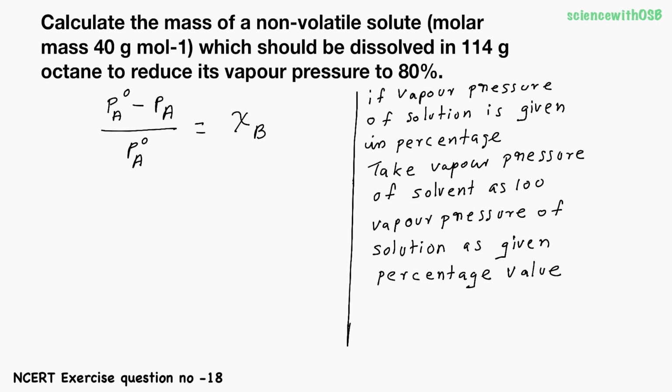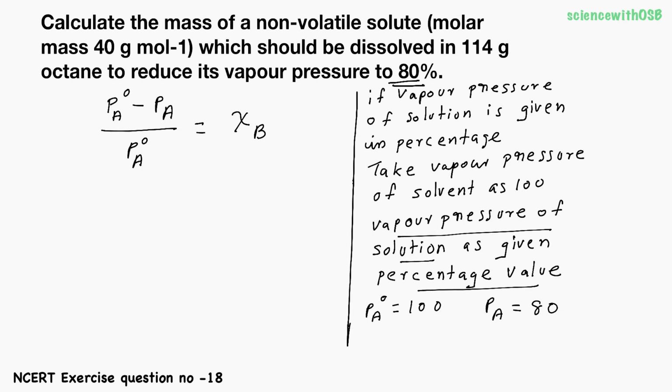Also, remember this hint. For this type of question, here you can see, they have given the vapor pressure of solution in percentage. If vapor pressure of solution is given in percentage, take the vapor pressure of solvent as 100. So here PA standard you can take as 100, and vapor pressure of the solution as the given percentage value. So PA value will be 80.